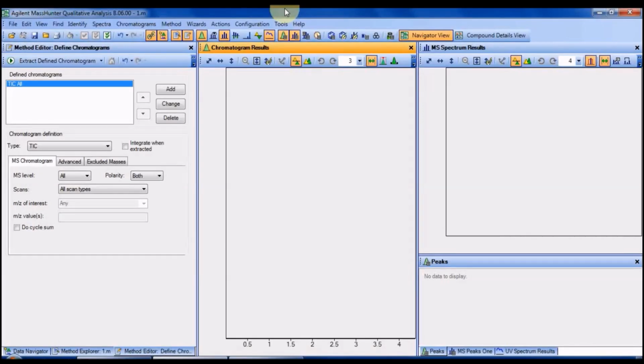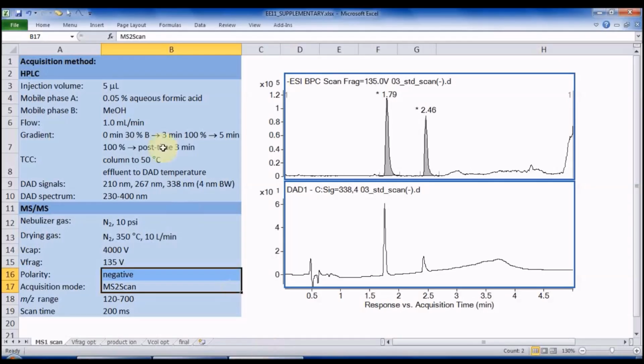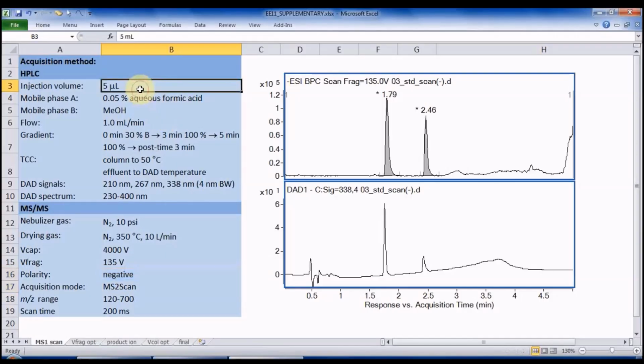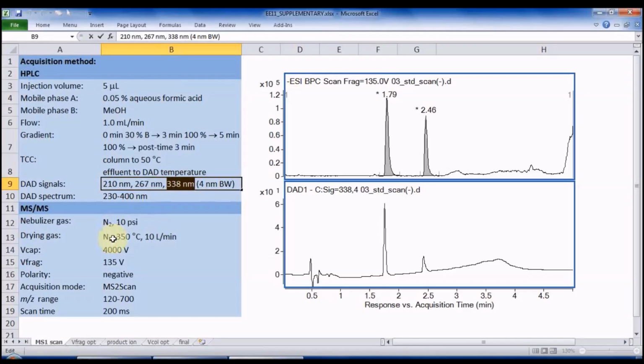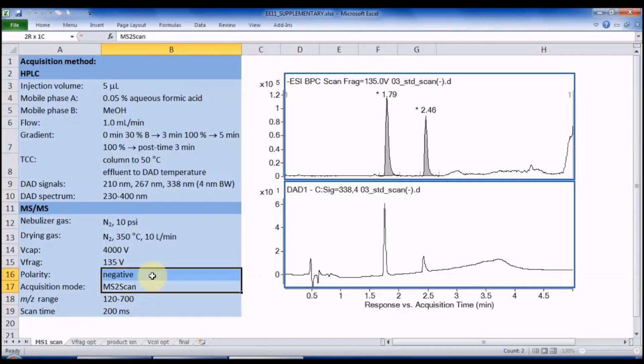The first step in quantitative method development is the optimization of chromatographic method with the aim of separating the analytes and matrix components. We scan both the standard and the sample according to our standard method with the following parameters: 5 microliters injection volume, mobile phase consisting of formic acid and methanol with flow of 1 milliliter per minute and gradient as shown. We monitor several signals, but the most important is at 338 nanometers, and we also monitor signals in MS by using MS to scan in negative mode.